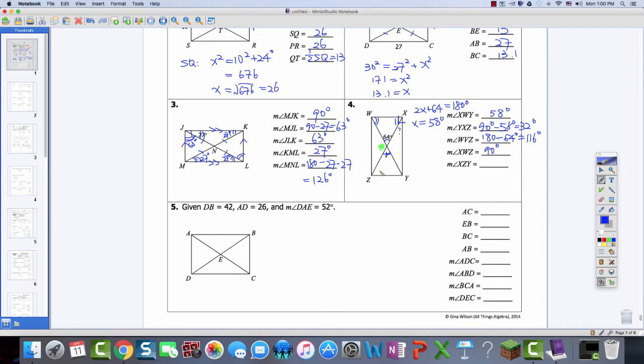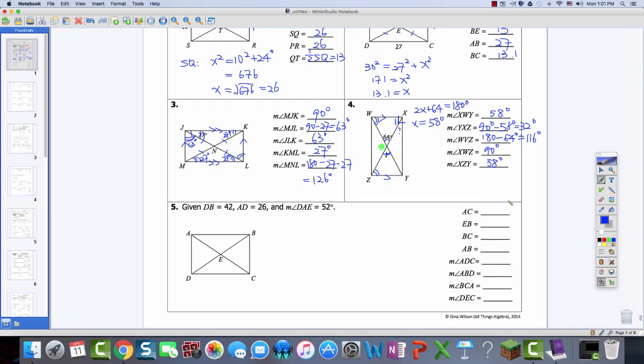XZY should be, again, these are parallel lines. These two are alternate interior angles. And if this angle is 58 degrees, XZY should be 58 degrees. Okay?